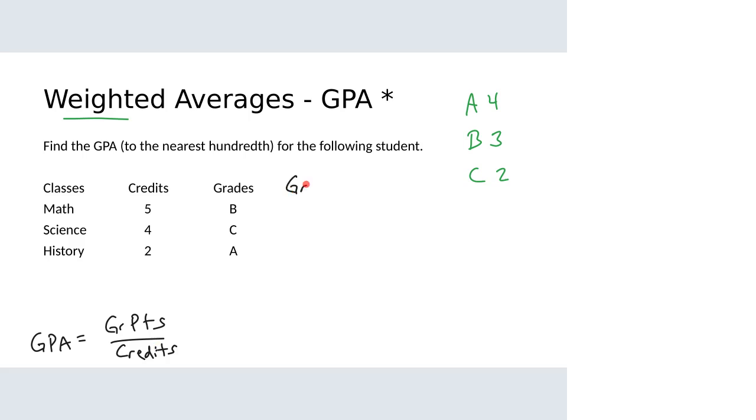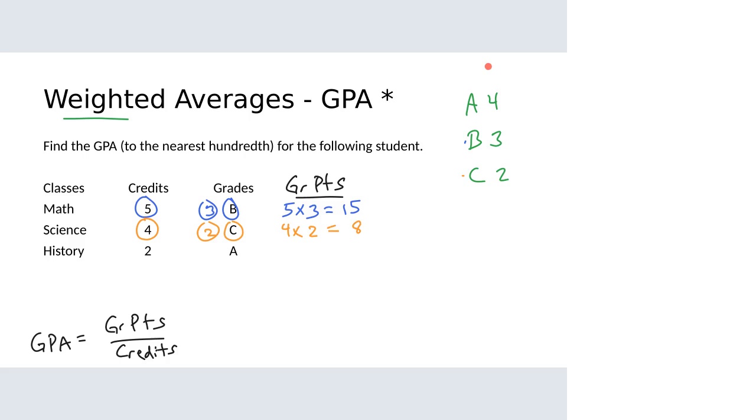So the number of grade points earned. Well, let's see. What we've got here is we have a 5-credit B. A B is worth 3 points per credit. That's why we multiply. So a 5-credit class times 3 points per credit, that's 15 grade points for the math class. 4-credit science class, a C is worth 2 points per credit. So 4 credits times 2 points per credit, that's 8 grade points earned in that science class.